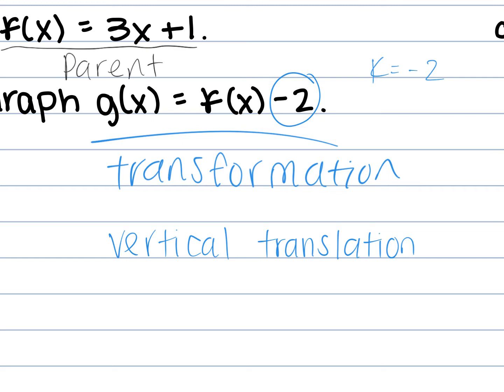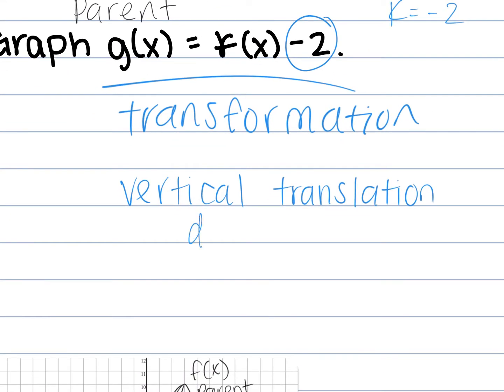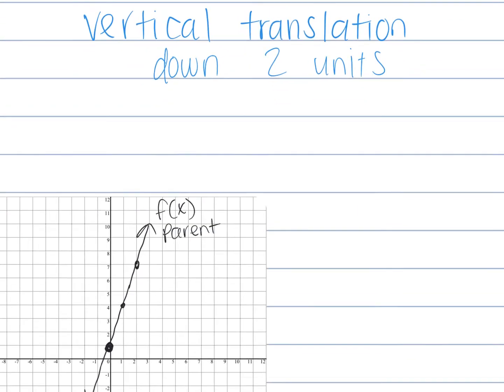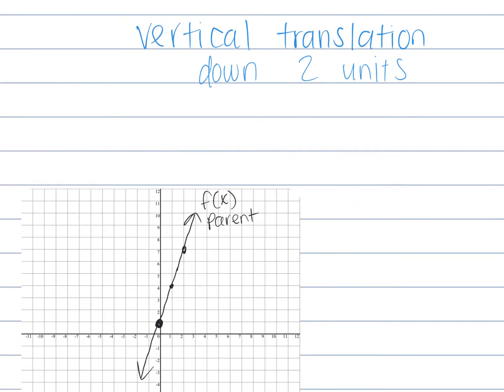Down 2. Those of you that said to the left, what are you forgetting? That it's vertical. And vertical, does that mean to the left? Nope. That means down 2 units. So on my parent function, each point, I'm going to move it where? Down 2.